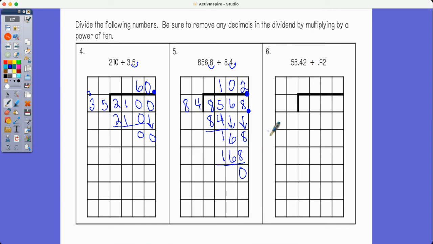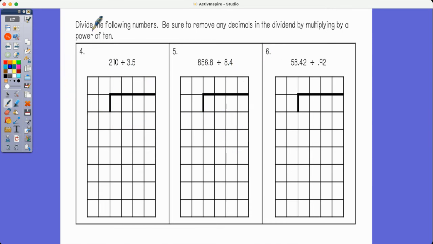Okay, I'm going to leave number 6 for you to try on your own. I want to see you guys have this completed when I see you in class. Let's move on.